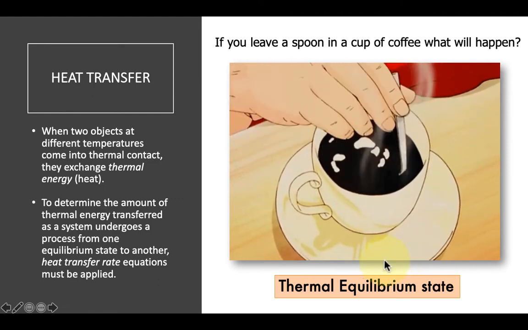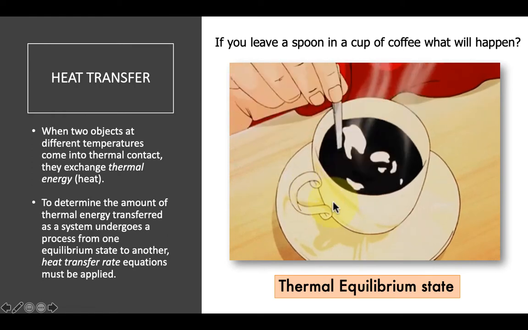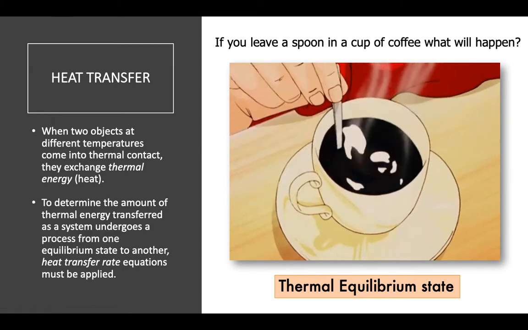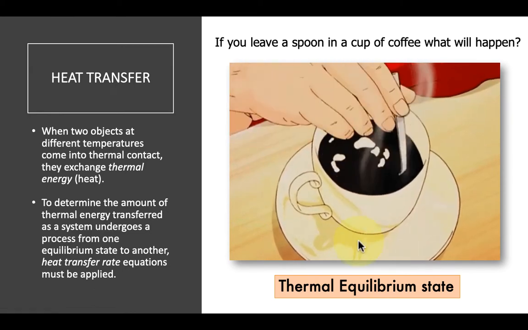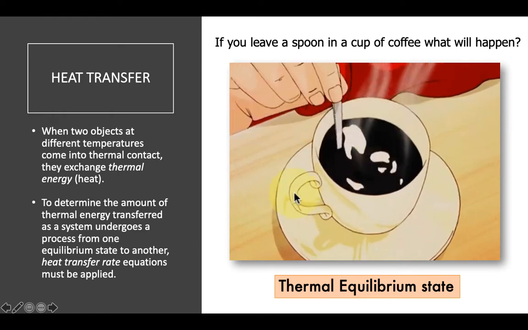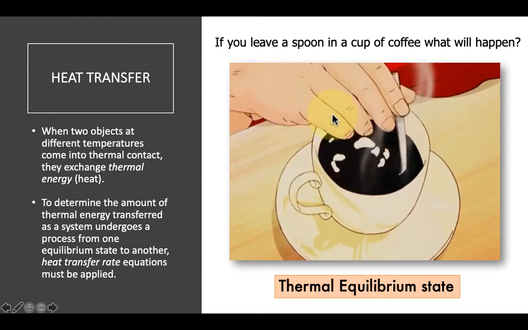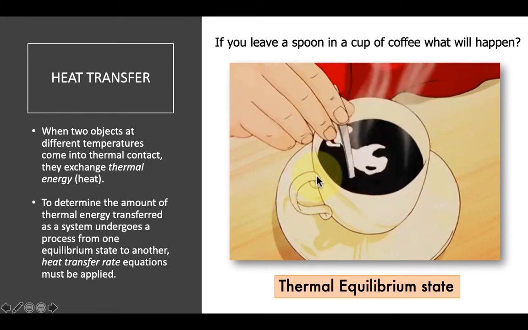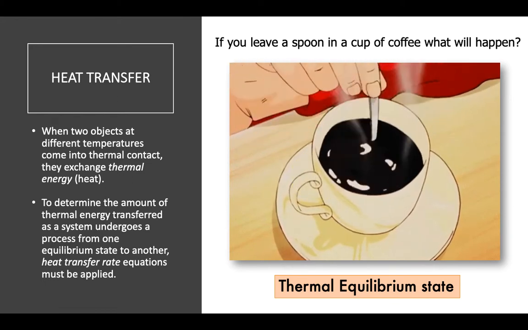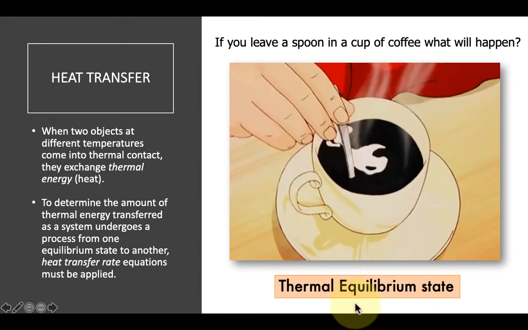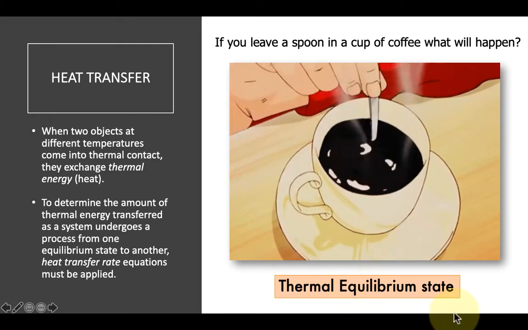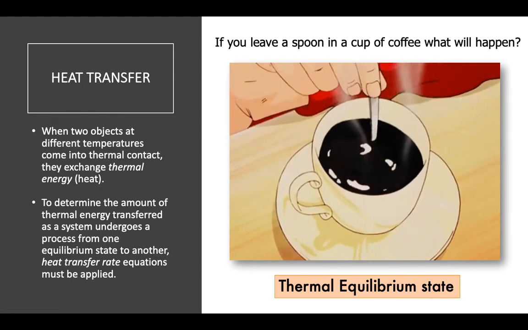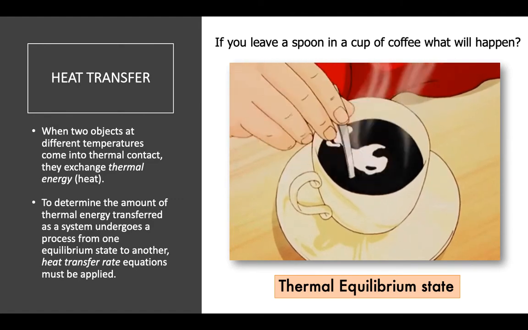For example here, if you leave a spoon in a cup of coffee, what will happen? In this case, the hotter object, the hot coffee in this cup, gives heat or transfers its heat to the colder body of the spoon until their temperatures are equal. If two systems are at the same temperature, they are said to be in thermal equilibrium, meaning they are having thermal balance or stability. There is no further flow of heat if the systems have reached thermal equilibrium state.